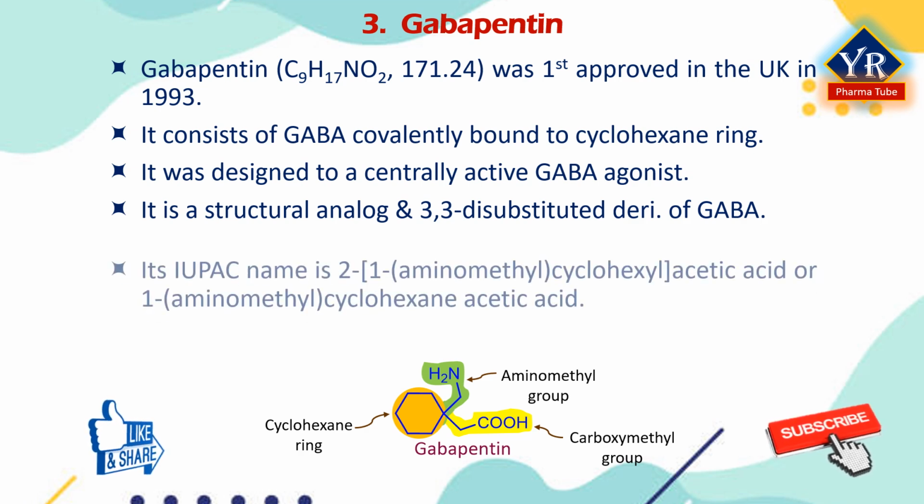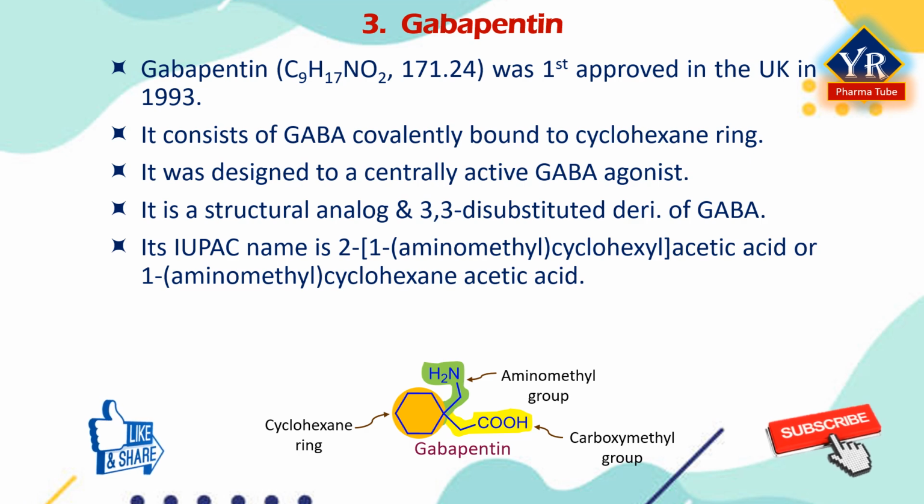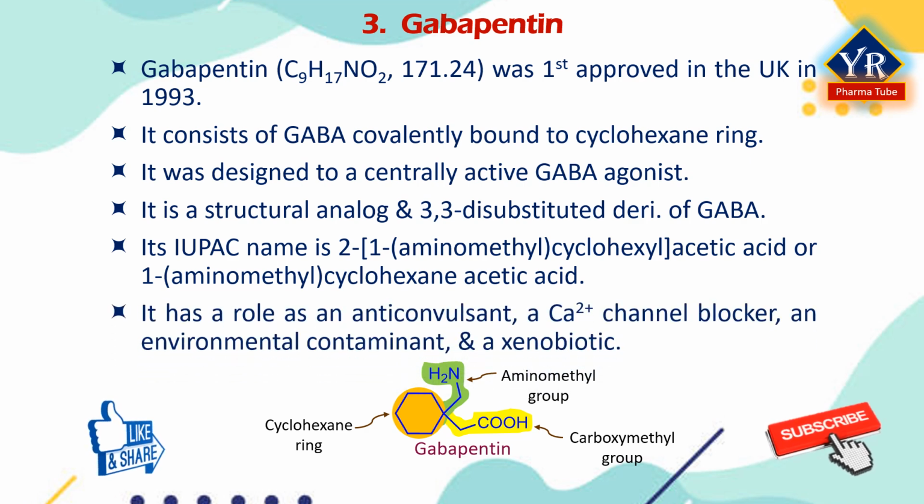Its IUPAC name is 2,1-aminomethyl cyclohexyl acetic acid or 1-aminomethyl cyclohexane acetic acid. Specifically, it is a derivative of GABA with a pentyl disubstitution at third position, hence the name gabapentin. It has a role as an anticonvulsant, a calcium channel blocker, an environmental contaminant, and a xenobiotic.